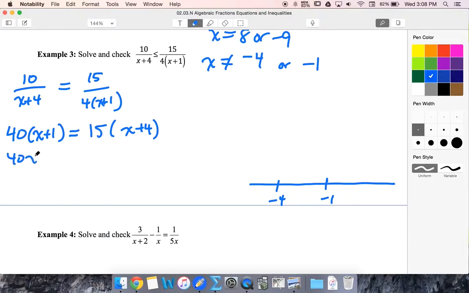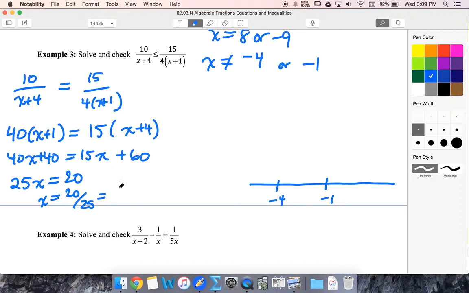So 40x plus 40 is 15x plus 60. 25x is 20. So x is 20 over 25, which is equal to 4/5. So I know 4/5 is another point on my number line. And now I want to test my different regions to see what values are going to make this expression true.